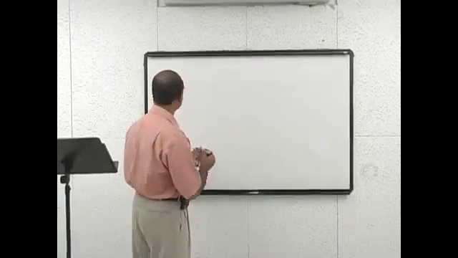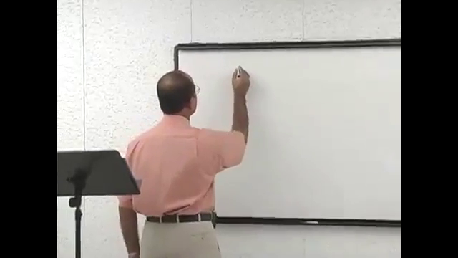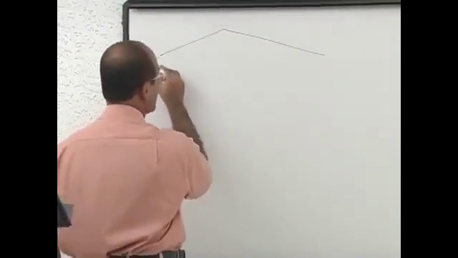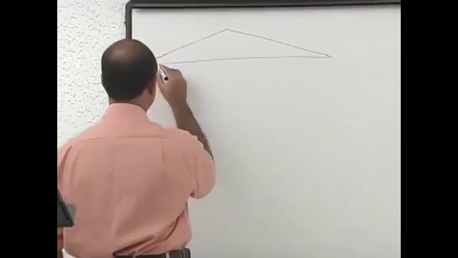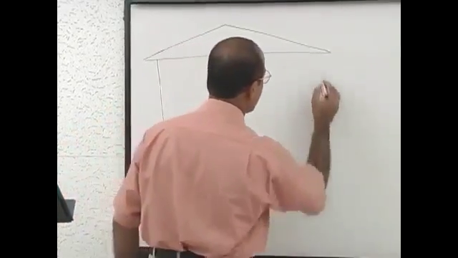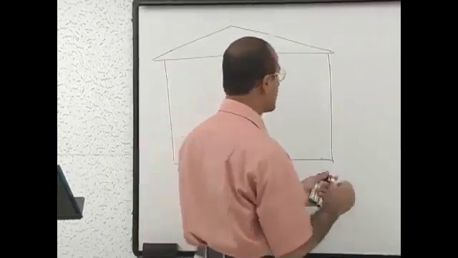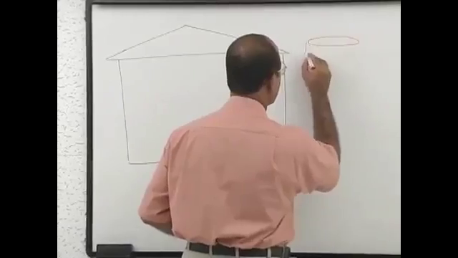Now we will continue with the bone marrow and hematopoiesis. Let's suppose here is your bone marrow, or house, right? And there is your peripheral circulation.